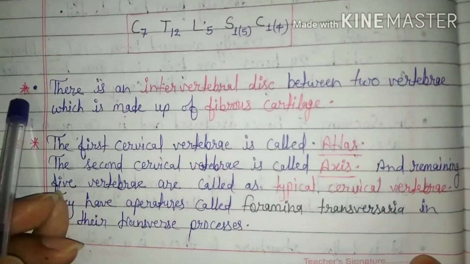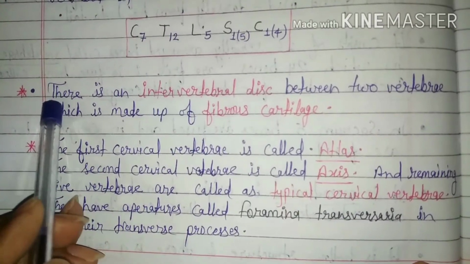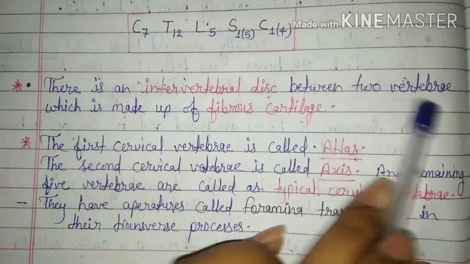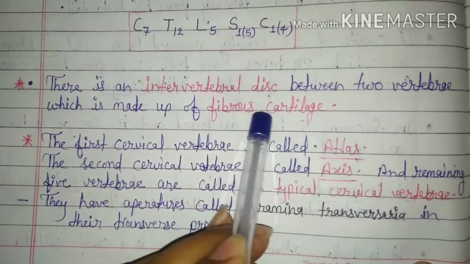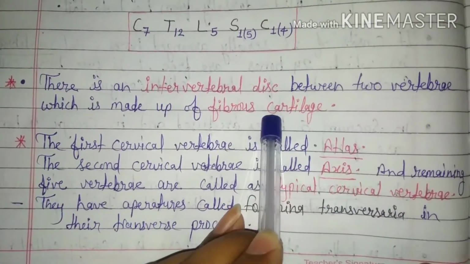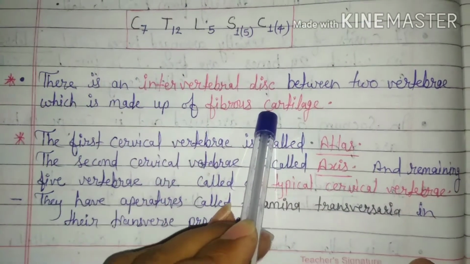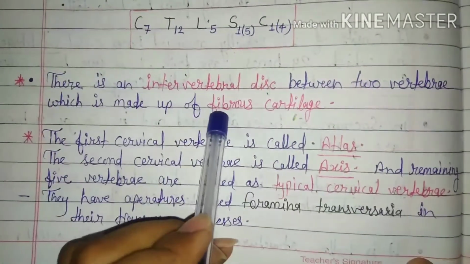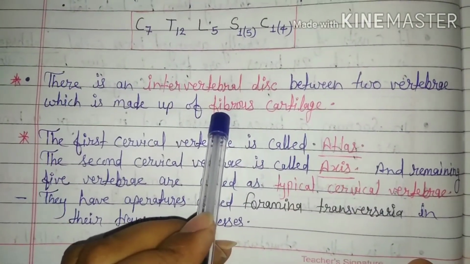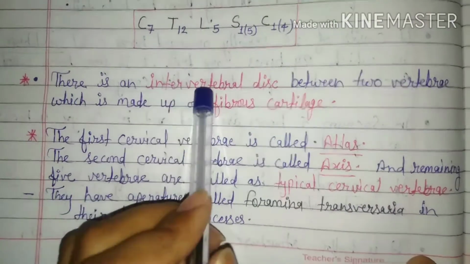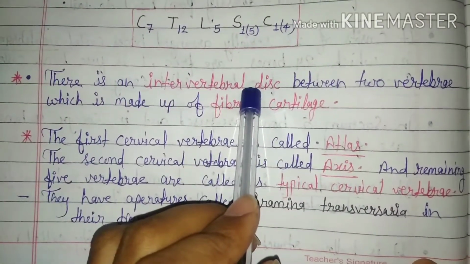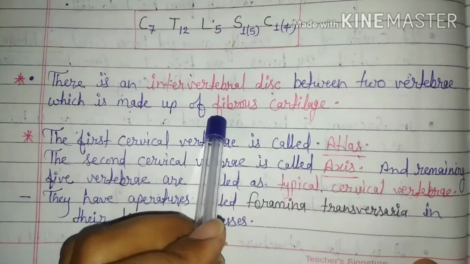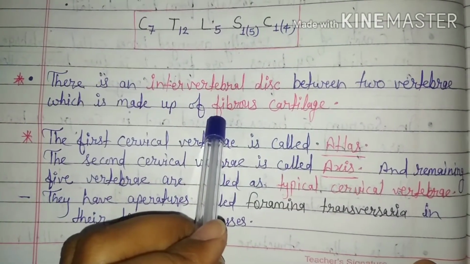Now, important point. There is an intervertebral disc between 2 vertebrae which is made up of fibrous cartilage. Due to the presence of intervertebral discs and ligaments, the vertebral column becomes flexible because it reduces the friction.